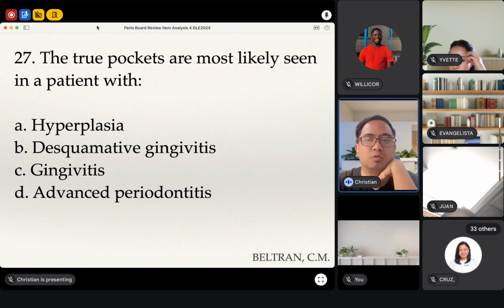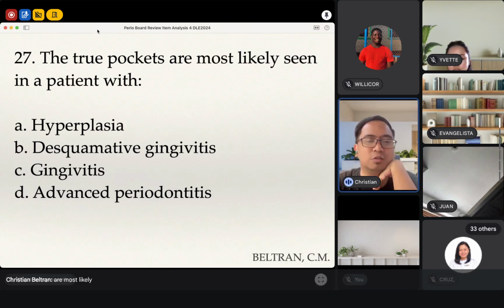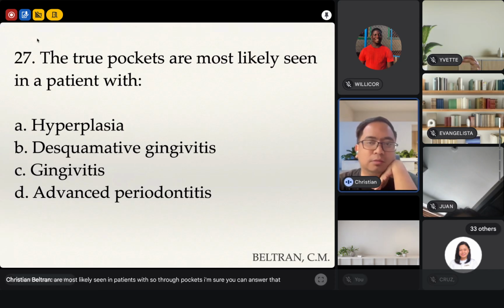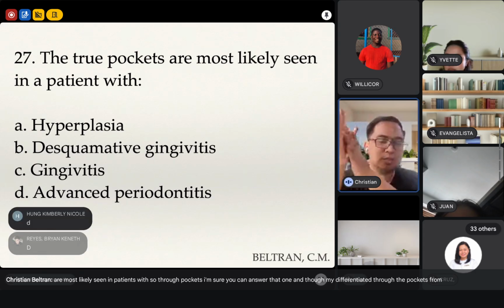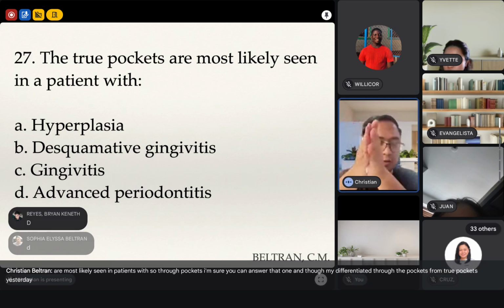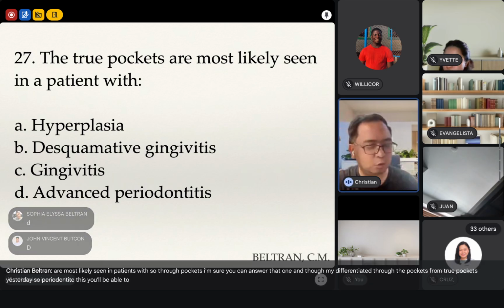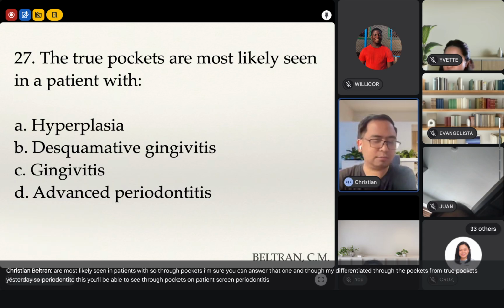27. The true pockets are most likely seen in patients with, so true pockets. I'm sure you can answer that one. And makikita yung true pockets. Diba? We've differentiated pseudo pockets from true pockets yesterday. So periodontitis, you'll be able to see true pockets on patients with periodontitis. Okay?